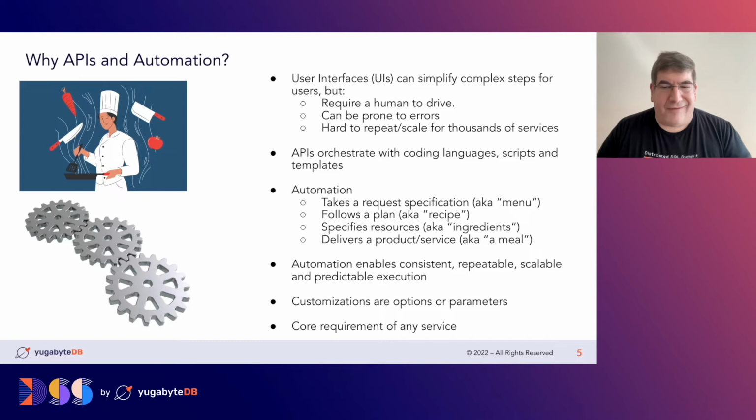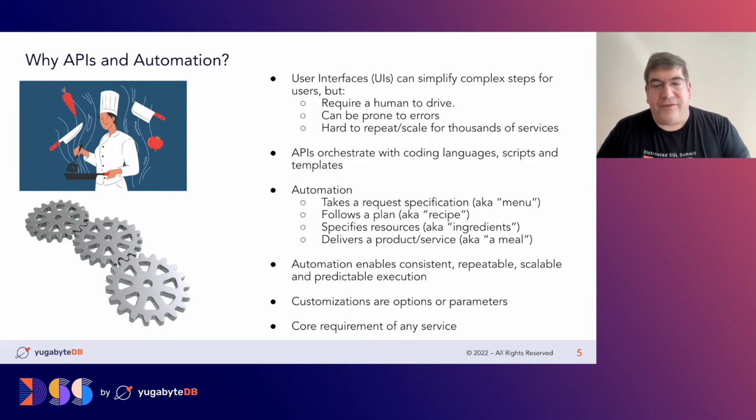So automation, like a restaurant, takes a request specification, which you could equate to a menu in a restaurant. It follows a specific plan, or what we'd call a recipe for how to put that whole service together or the meal together. And then it defines those resources that you need for that service. So what we'd call ingredients. And at the end, it delivers that product and service to you. And in a restaurant, you essentially get your meal.